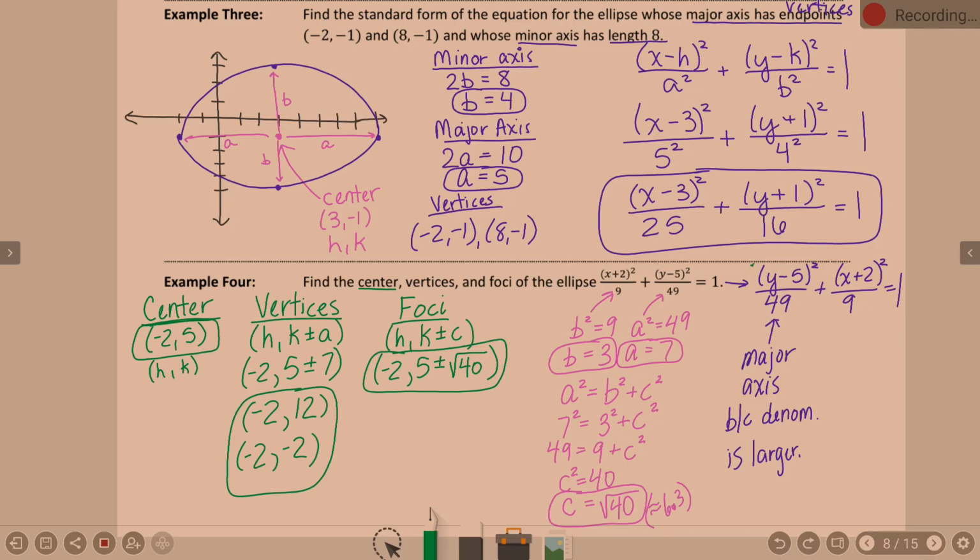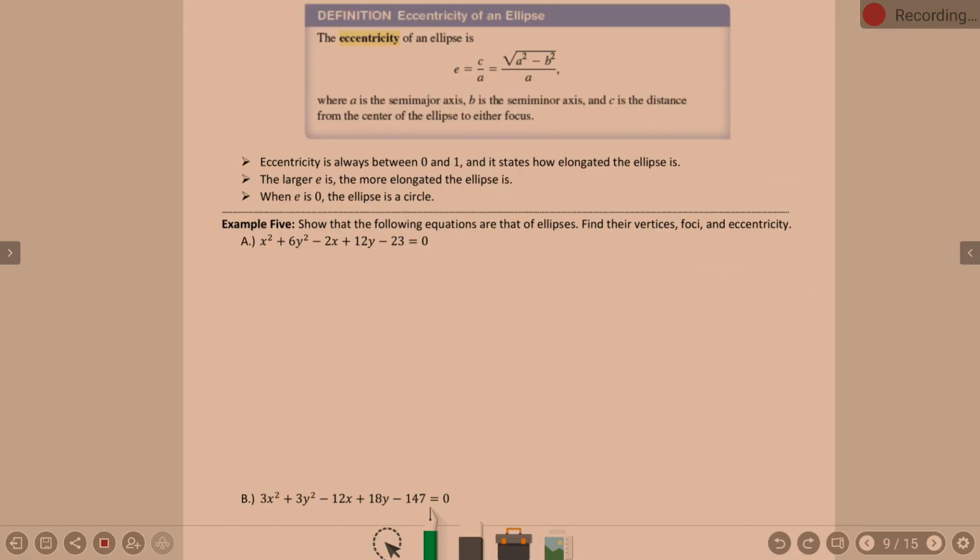Let's look at this problem. Now, right there, folks, that's what I was talking about. Just use E equals C over A because you know how to find C, you know how to find A. Just worry about that. Now, these examples, though, are a little tedious. Here's the catch. What kind of equation do they give us? It's not in standard form, is it? So that's the catch, we've got to get this in standard form first. So show that this is an ellipse. We're going to get it in standard form, and then find vertices, foci, and eccentricity.